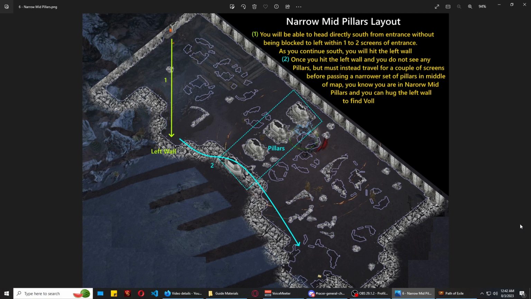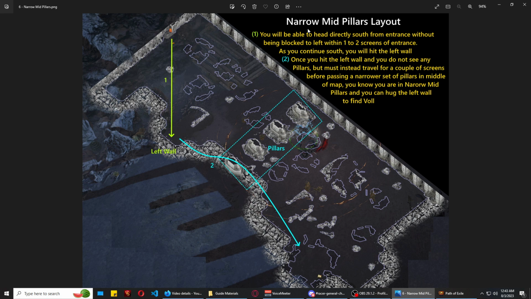Next, we have narrow mid-pillars. When we have narrow mid-pillars, we'll be able to head directly south from the entrance for at least 5 screens. We'll hit the left wall or border of the map, and as we hit it, we won't see the large rock formation to our right, and we won't immediately see pillars. Instead, the pillars will probably be like 2 to 3 screens away. If we immediately see pillars, we're in wide mid-pillars, or if we see the large rock formation to the right on the way down south to this left wall, we know we're going to be in plateau instead.